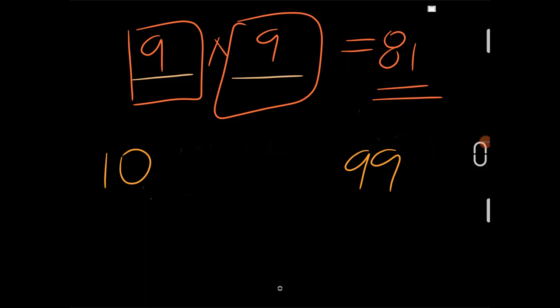Or you can just subtract 99 minus 10, so it will be 89. Sorry, there's no use of subtracting 99 minus 10. Anyway, you just keep counting, and you will see that there are only 81 possibilities.